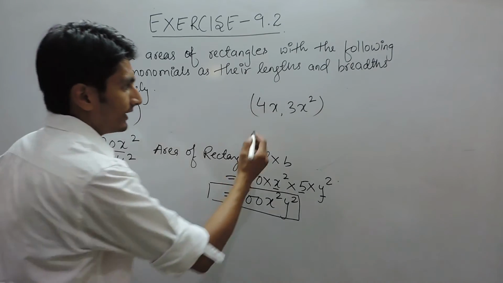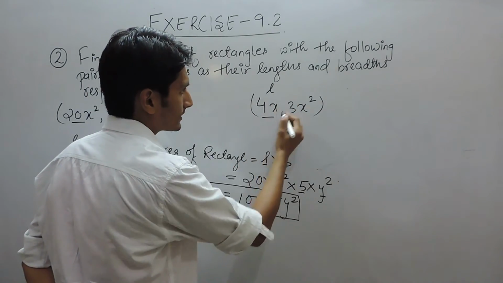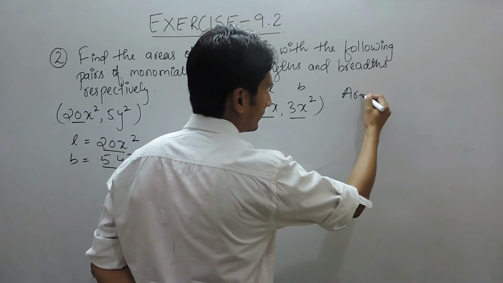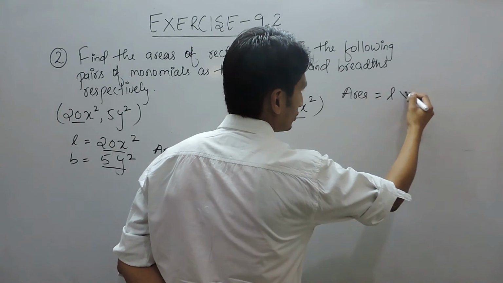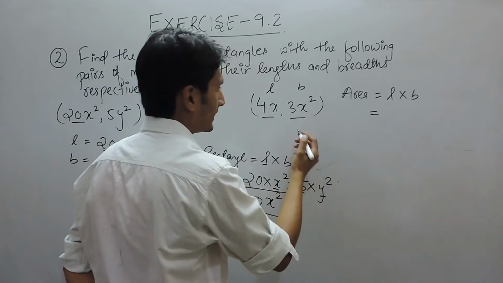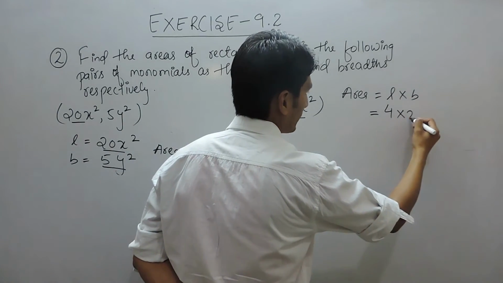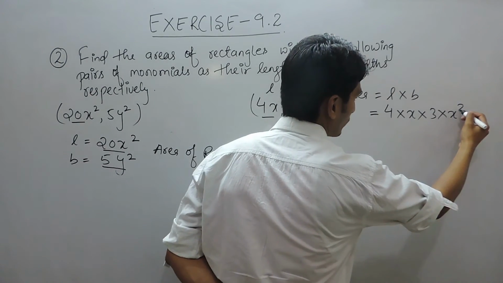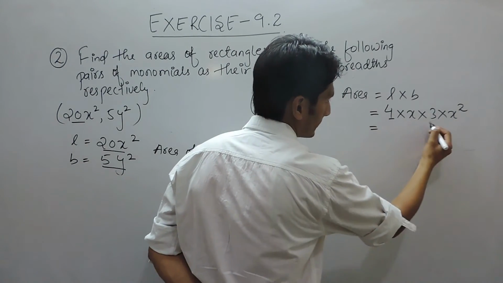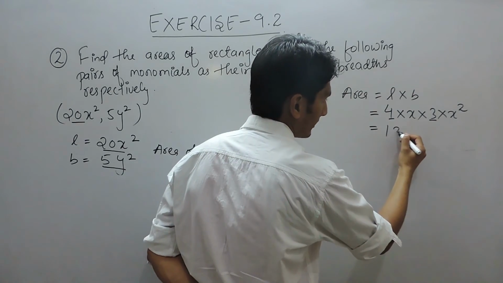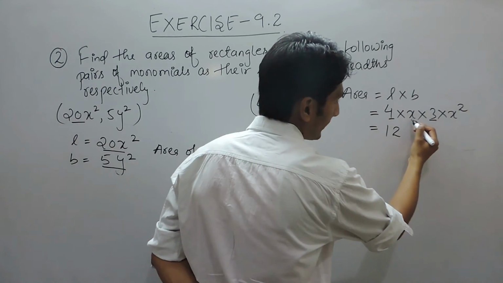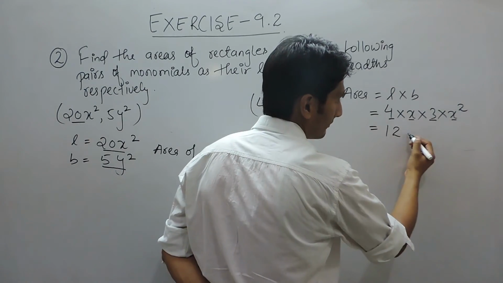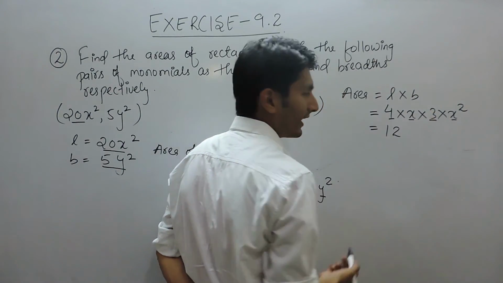In this case length is given as 4x and breadth is given as 3x², and area is equal to length into breadth. So for this case length is 4 multiplied by x and breadth is 3 multiplied by x². So again constant term multiplied by constant term will give 12, and when this variable is multiplied by this, because these are same, we know that their powers are added.